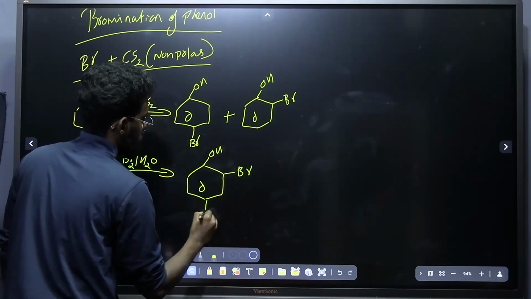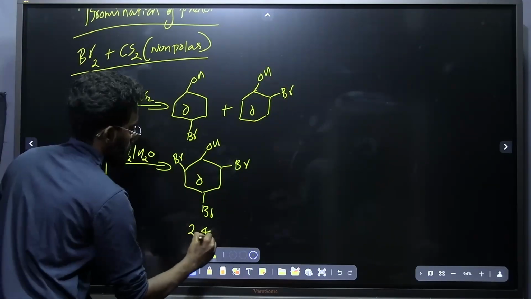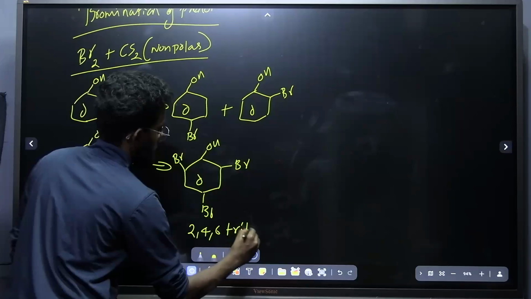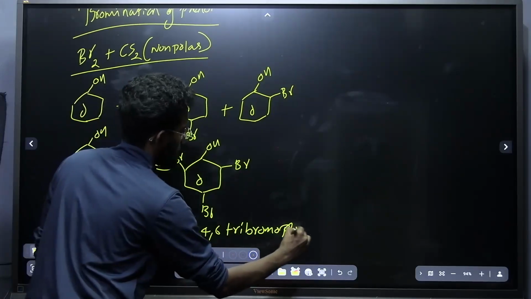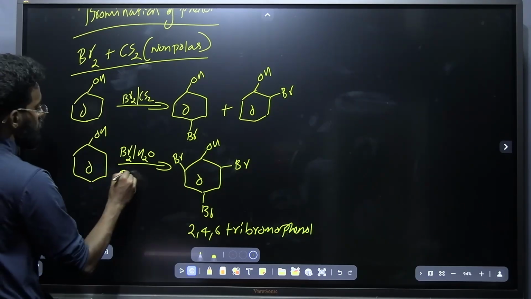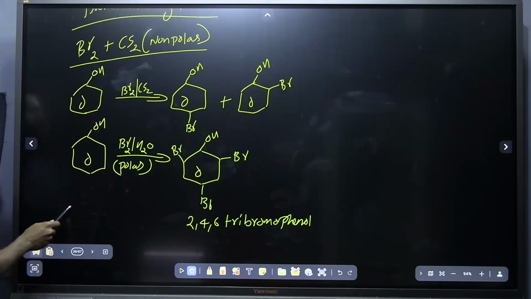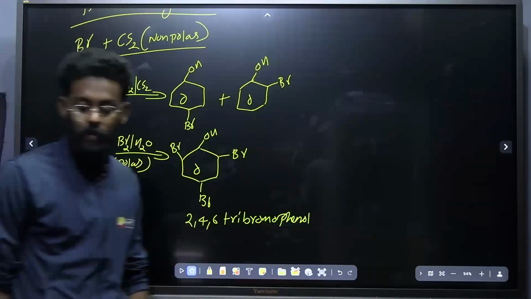In the result, we will be getting 2,4,6-tribromophenol. Got it, everyone? This is a polar solvent. As it is polar, we will be getting tribromophenol. Is it clear, everyone?